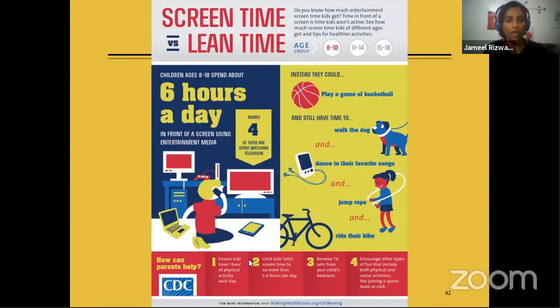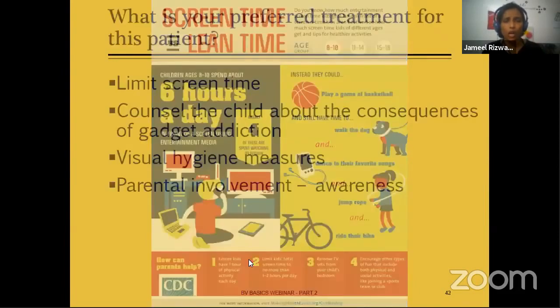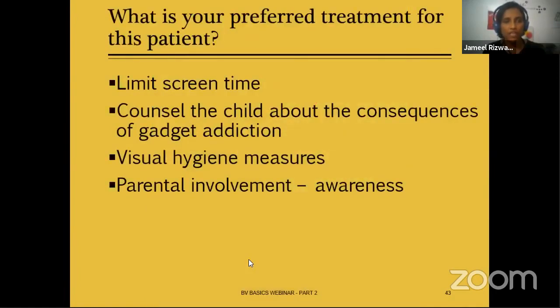Now that all of us are glued indoors, I'm really sure there is so much screen use coming in. I've already started to get messages from patients who were previously diagnosed with problems, saying that symptoms are coming back, accommodative symptoms especially. So visual hygiene is definitely a very important key aspect. Though it's very difficult and we are all very anxious, we have to look at how to limit screen time. It's important to understand the consequences of gadget addiction, and awareness is the key.